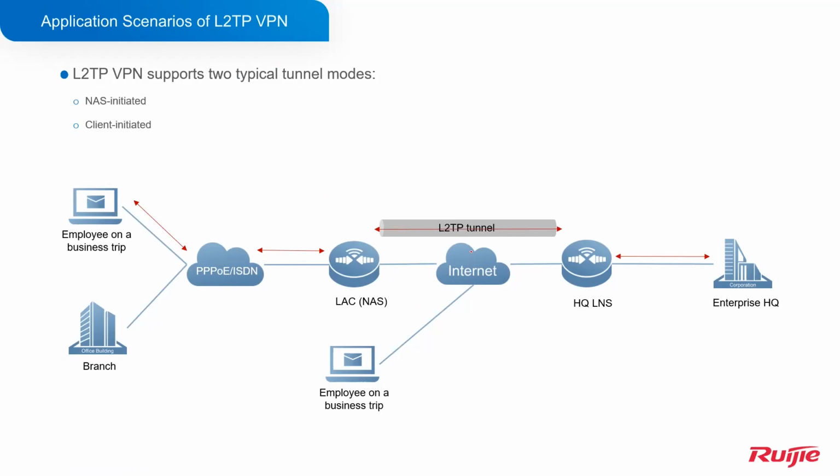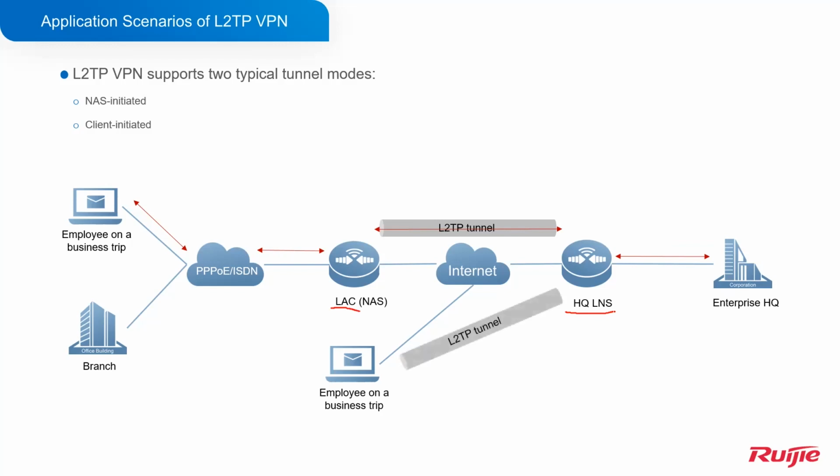In the tunnel, we will have two roles. One we call the L2TP Access Concentrator, and the other is the L2TP Network Server. Between them, we must establish the L2TP tunnel. So this is the first scenario.